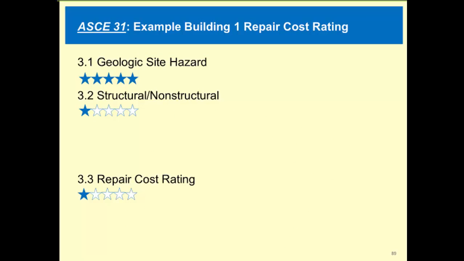All right, so getting back to our example 1, all our items were compliant for the geologic site hazards. We got a rating of 5 stars. Unfortunately, our safety rating was 2 stars, so we got bumped down to 1 star for the non-structural rating. So overall, our repair cost is 1 star. That's kind of shocking. We did all this work in the ASC 31 to fill out all those checklists, and we're down at a 1 star.